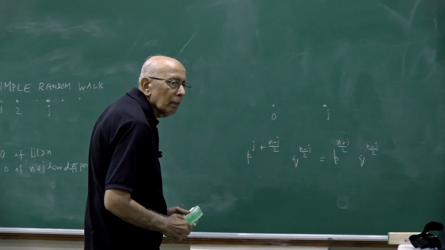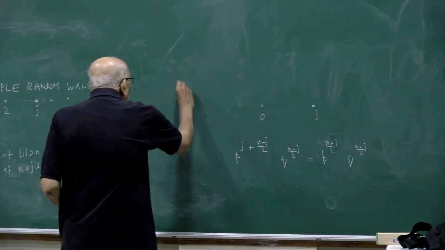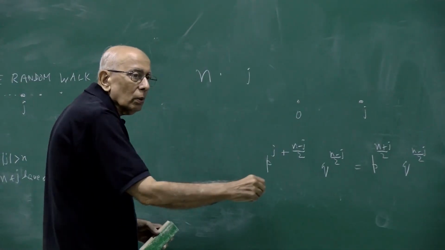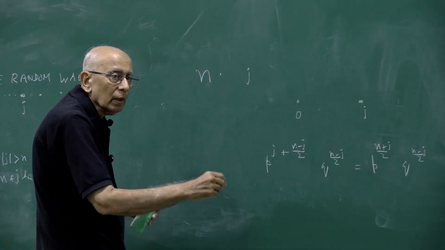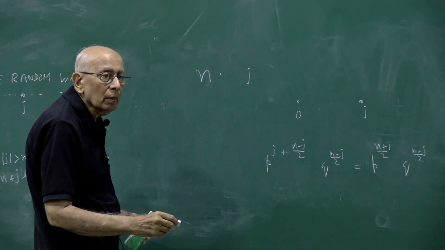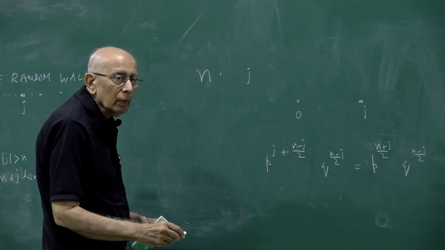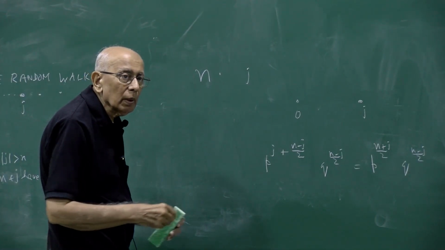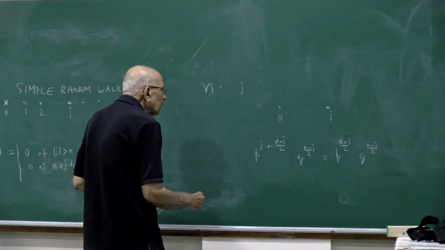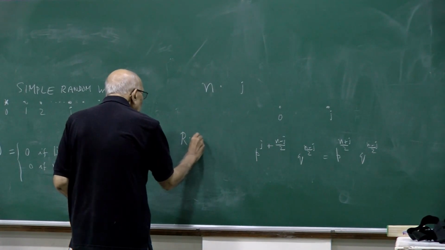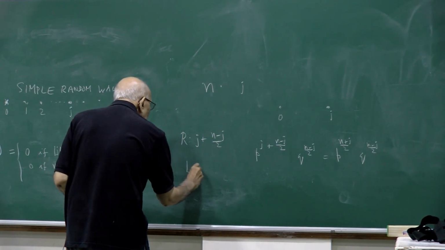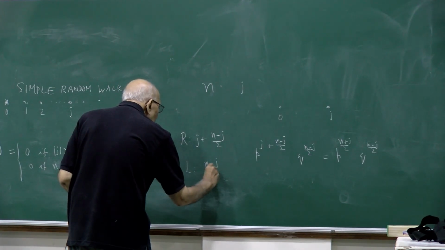why is it (n−j)/2? I have n steps, of which I finish j of them by going to the right to j. That's the least number of steps to the right you must have. That leaves n−j steps, because n is bigger than j. But these steps must be right and left in equal number. So the number of steps to the right is j plus (n−j)/2, and the number of steps to the left is (n−j)/2.